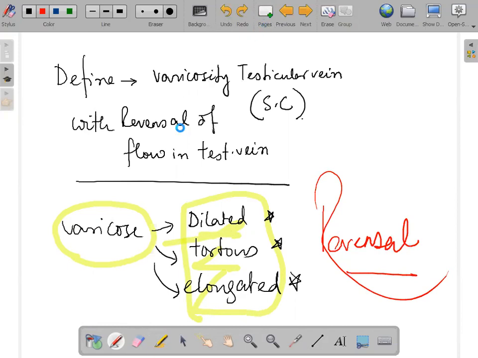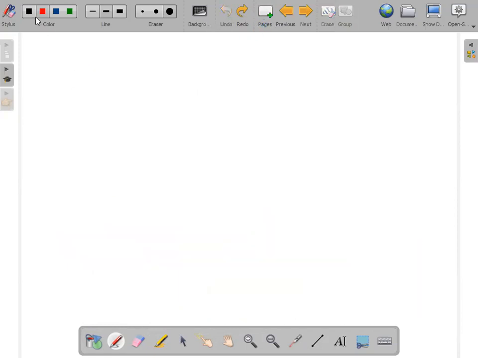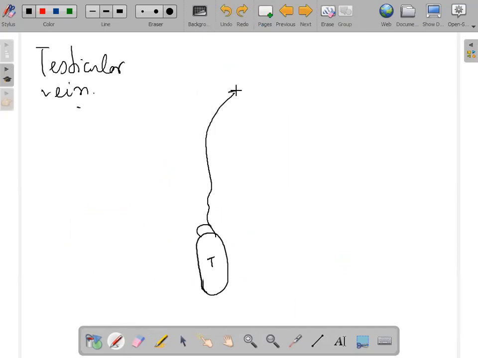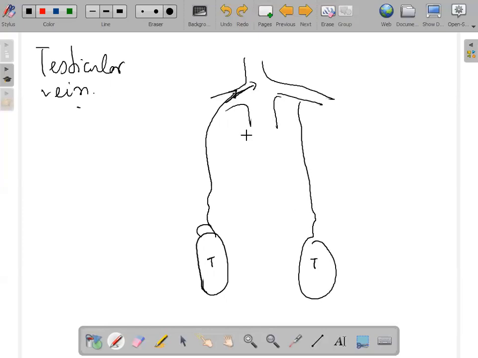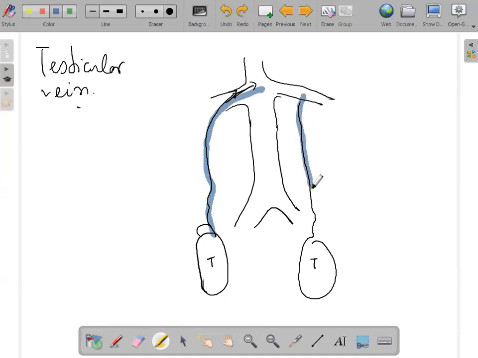Now, if you are talking about the reversal of the flow, remember that we are talking about testicular veins, and testicular veins will drain the blood in the spermatic cord, and the blood reaches on the right side to the inferior vena cava directly, and on the left side, remember, it drains into the left renal vein. So I have drawn a very schematic picture. On the right side, remember that it has drained into the inferior vena cava. On the left side, it has drained into the left renal vein. So that is all about the story about the testicular veins.